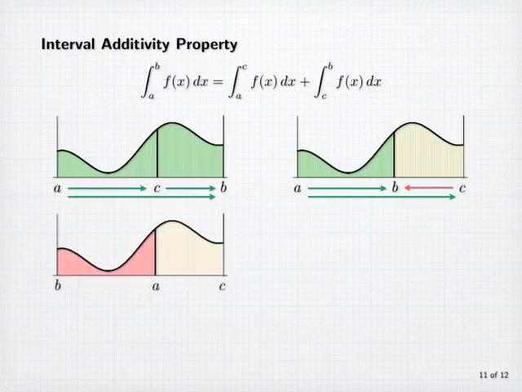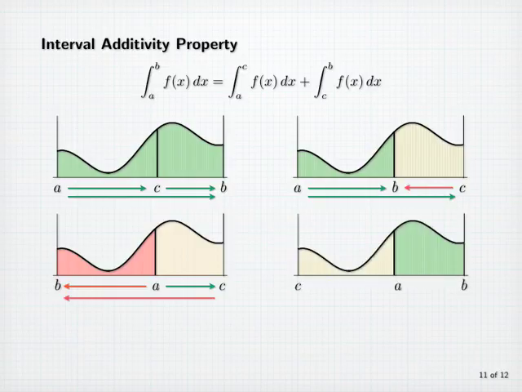Here's another picture. Here a is between b and c. Integrating from a to c gives us a positive number. If we then add to that the negative number resulting from integrating from c to b, we will again end up with the same thing as the integral from a to b. And finally here, if a is between c and b, where c is less than b, then integrating from a to c gives us a negative number, and if we add to that the integral from c to b, we'll have the same thing again as if we integrate from a to b.